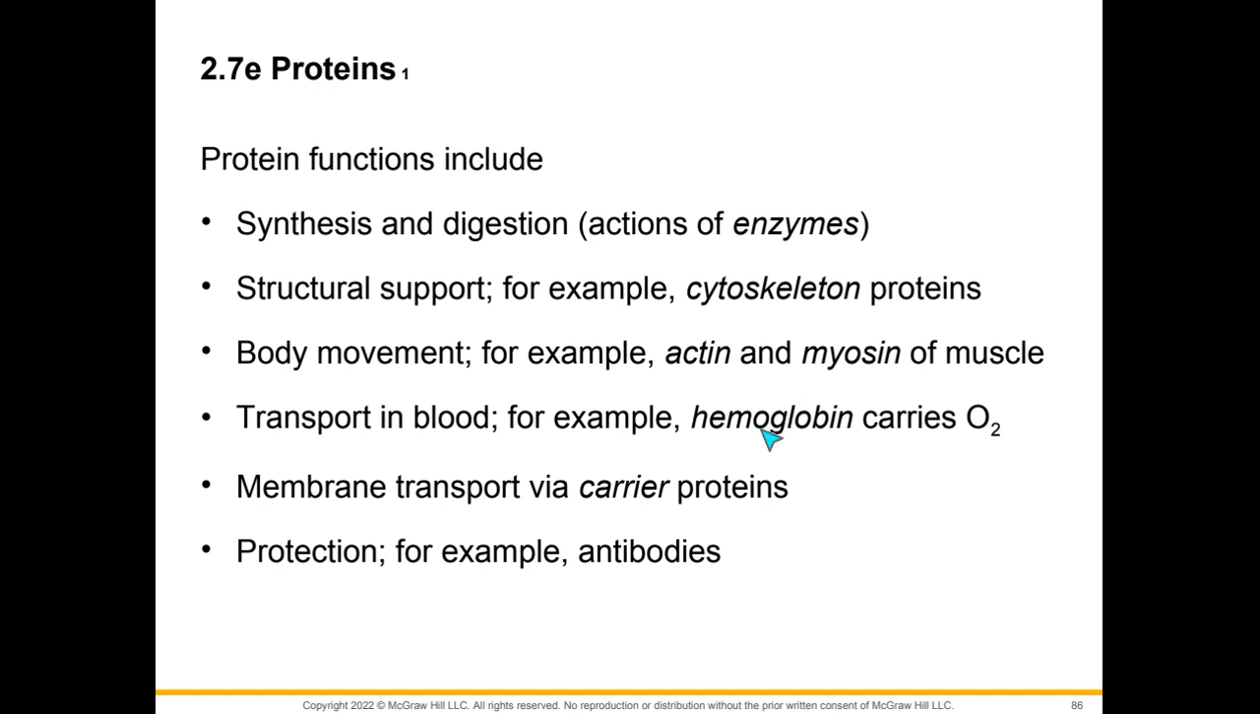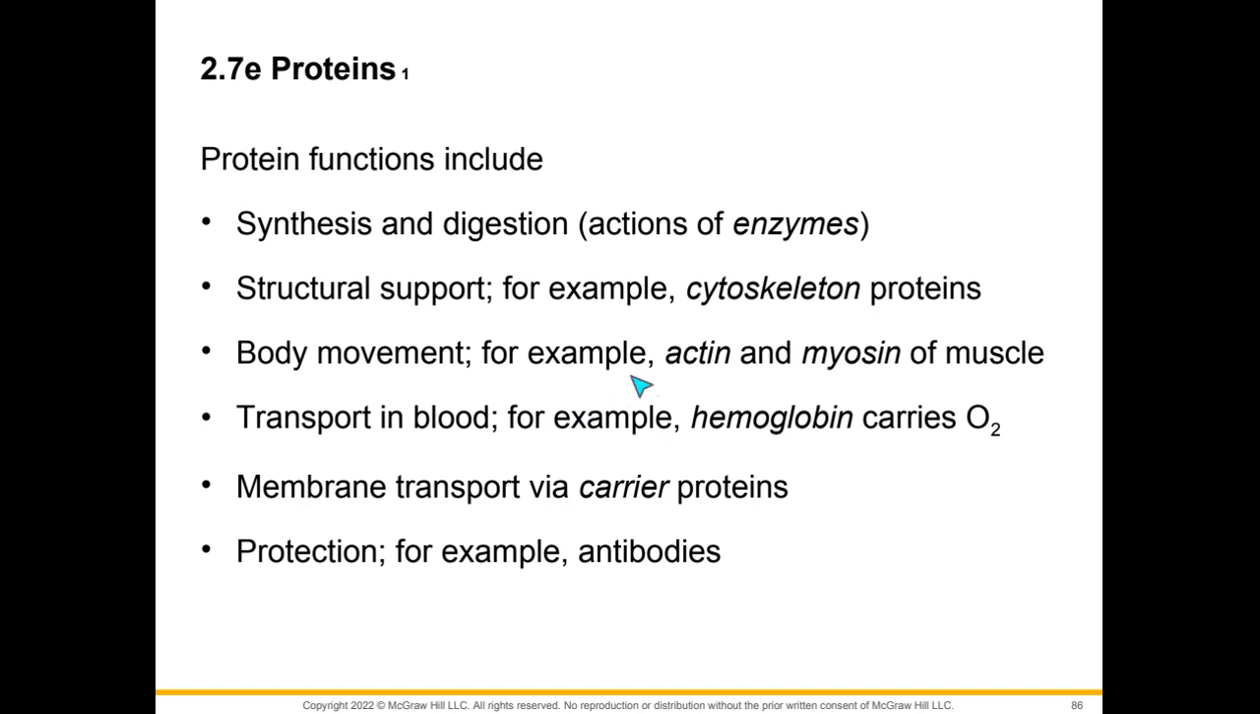In the case of hemoglobin, for example, it is found in the form called quaternary structure. And I'm going to talk to you about what quaternary structure means, which really means that it has two or more polypeptides.